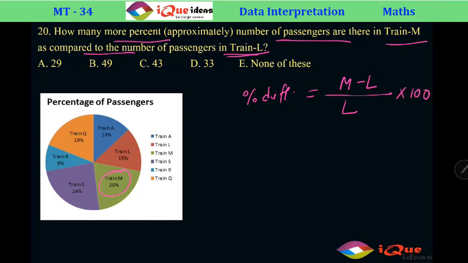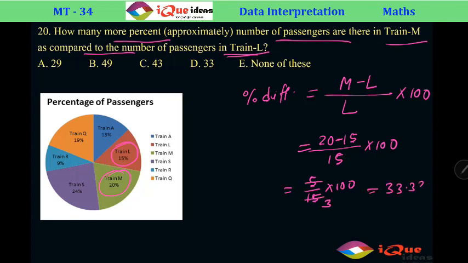M is 20 and L, where is L? L is 15. So we'll straight away say the required percentage difference is equal to 20 minus 15 divided by L, that is 15, into 100. Now 20 minus 15 is 5, divided by 15, into 100. Now 5 by 15 is 1 by 3. 100 by 3 is 33.33%. Alright, so if you look at the options, it is the D option that is the correct answer.